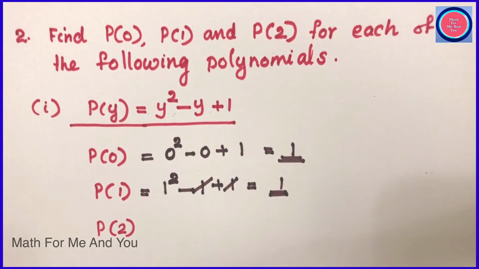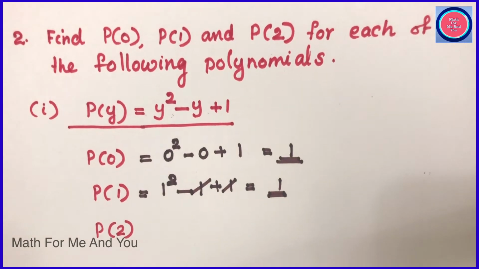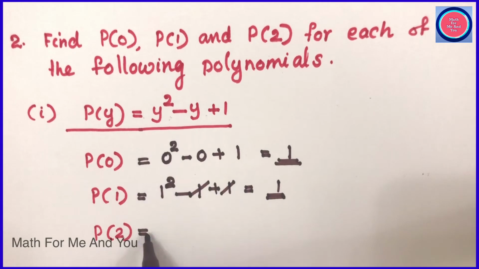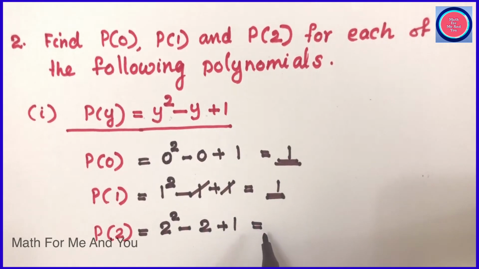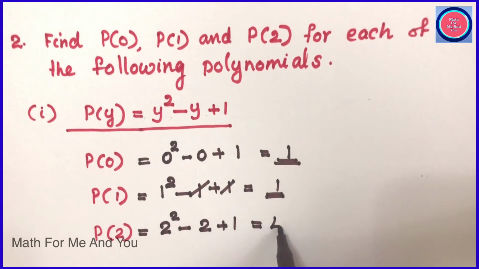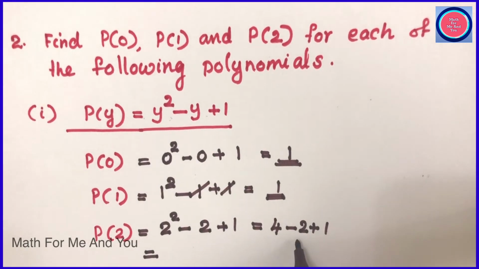Next is p of 2. Replace y with 2 and get the value. 2 square, then minus 2 plus 1. We can find the values one by one. What is 2 square? It is 4. Minus 2 plus 1. 4 minus 2 is 2. 2 plus 1 is 3.